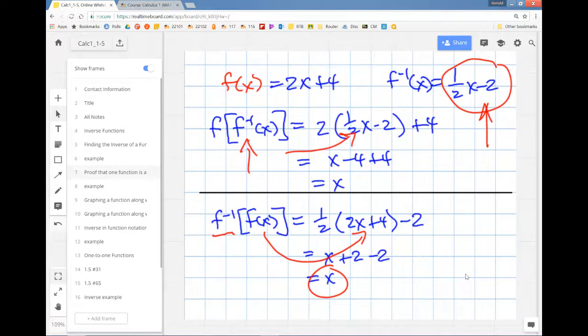So remember, when you compose a function and then you compose it in the opposite order, normally that will not give you the same result. The only time it works is when you have inverses, and you can see it here. In either direction, it will come out to x.